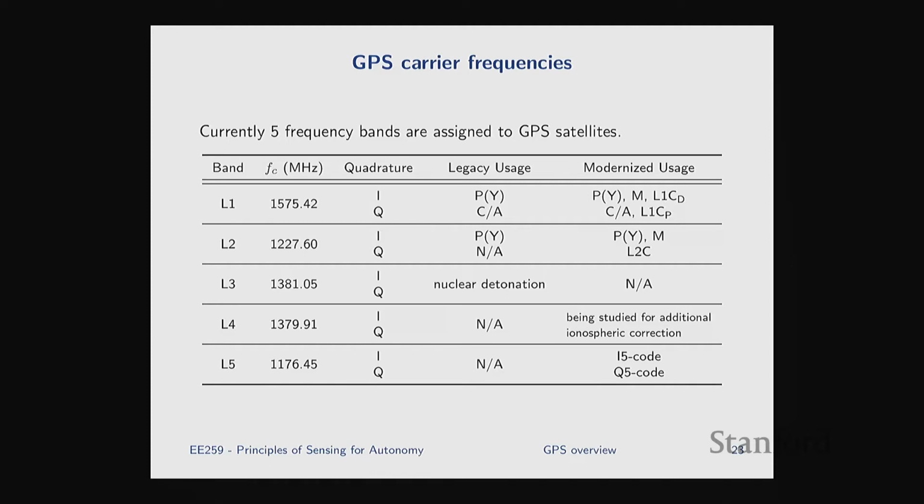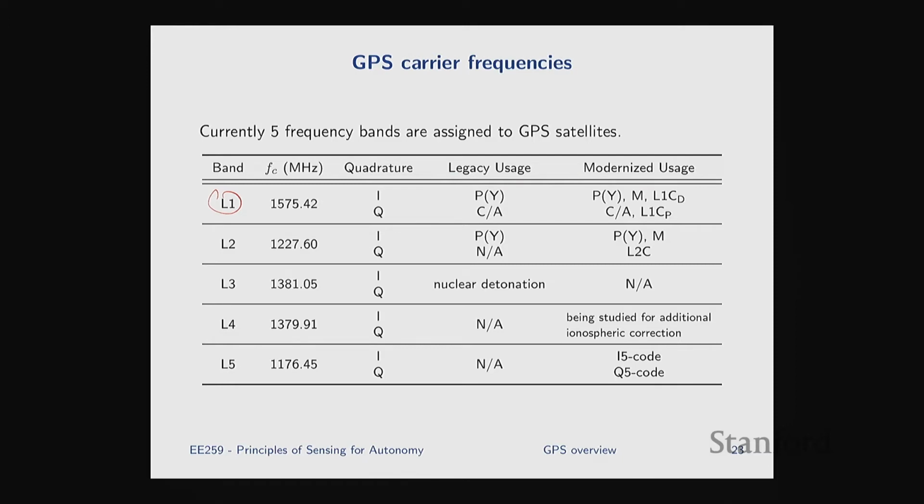Here's a high-level table showing how the frequencies are used. As I said, there are 5 different frequency bands for the GPS signals. The frequencies are called L1 to L5, and these are the exact frequencies of each. These are fixed. The receivers know them, and the GPS satellites never change the frequencies that they use. For each, there are in-phase and quadrature components being used. Here you have 2 columns: one says legacy usage, and one says modernized usage.